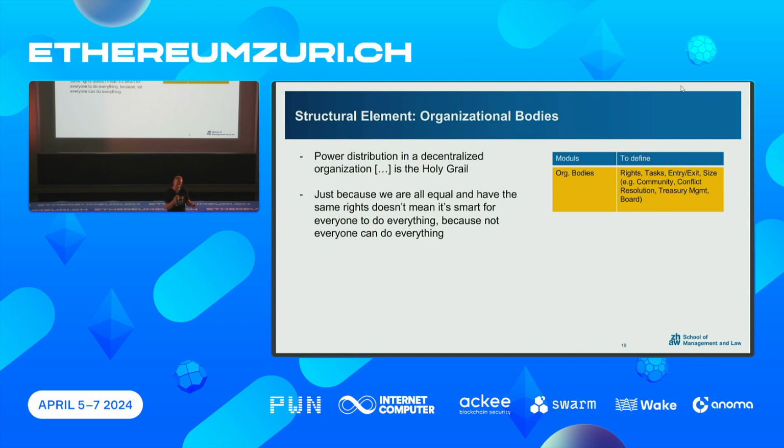Good. Now, the first element are organizational bodies. So this means the organs of the DAO. This can be different teams, different groups in a DAO that you can define. It's also a mental model to think about your DAO. So the community, for example, in our view, is also an organizational body, but there can be others, such as a core team and so on. And also if you have a legal structure, that may define some organizational bodies in your organization.